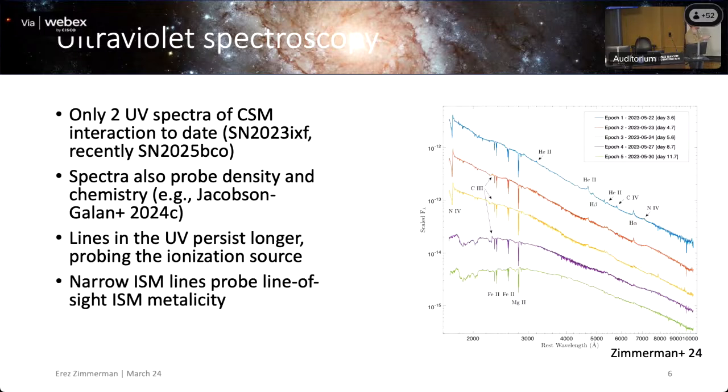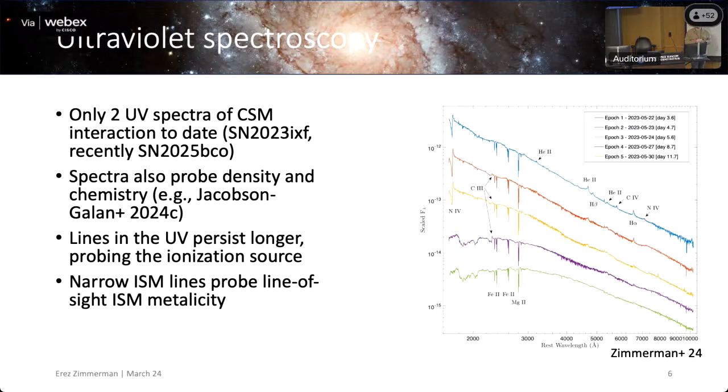You can also look at the narrow ISM line. So you see the line of sight chemistry when you look in the UV, and you can basically tell something about the metallicity of the supernova. There's also a lot of photospheric science that you can do. For example, the photospheric features in the UV start developing before the optical features, and this happens typically at around 15 kilokelvin. So that's also quite interesting to look at.